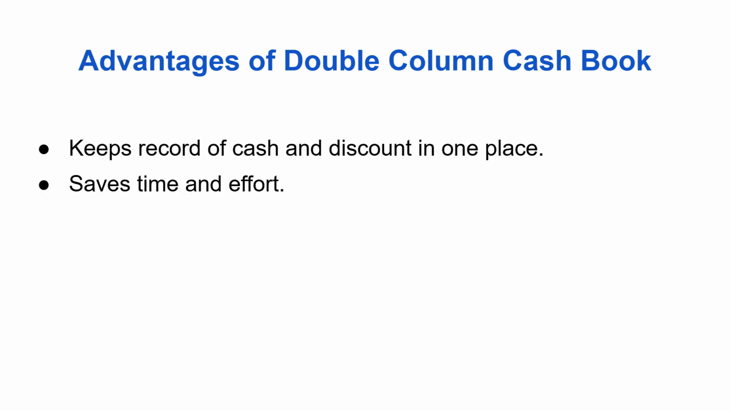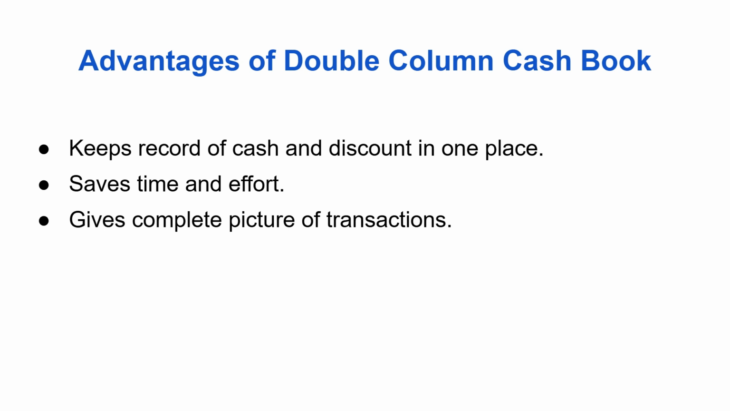Saves time and effort. If cash and discount were maintained separately, it would mean double work, posting every discount transaction in another account. By using a double column cash book, you save time because both details are recorded in one entry itself. This makes the process faster and reduces repetitive accounting work. Gives complete picture of transactions. A double column cash book gives you a clear view of both cash received or paid and the discount involved in every transaction. This helps in analyzing the business's actual cash movement and the total discounts allowed or received during a specific period. It also helps management make better financial decisions.